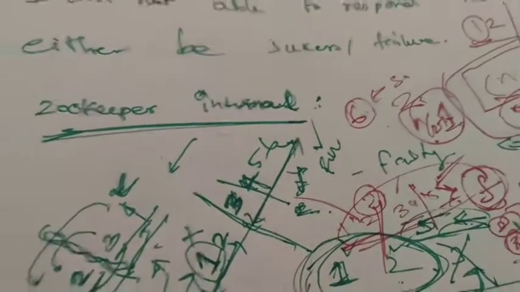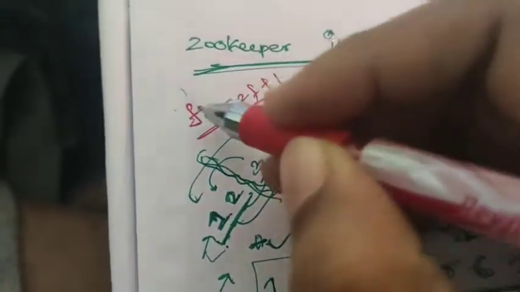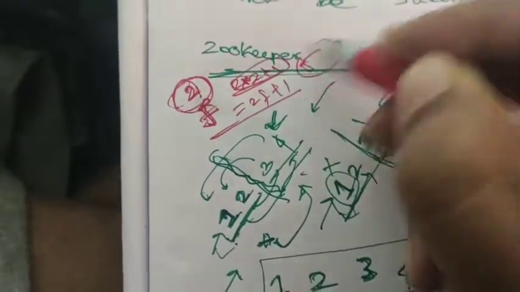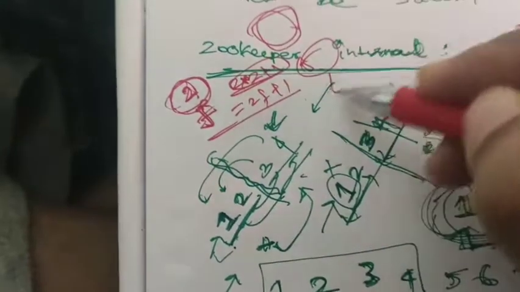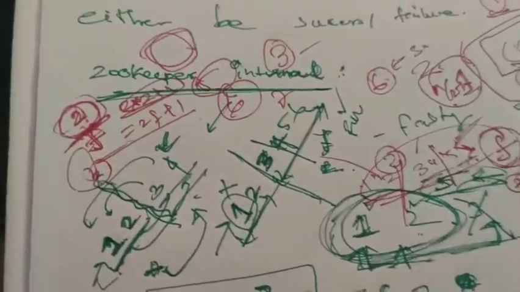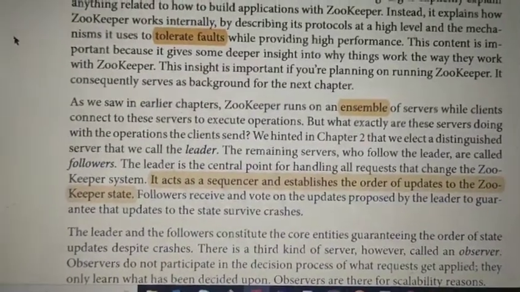If we have an even number of servers, the ensemble will still work. But to tolerate f faults, we need 2f + 1 servers. If you want to tolerate two servers being down, you have to take 2 into 2 plus 1, so 5 servers in the ensemble. Let's say you have 6 servers, you can still tolerate only two faults. With 7, you can tolerate 3. So it is advised to go with an odd number so that you can tolerate more faults. It's not that with an odd number it will not work. I'm just going with what I read.